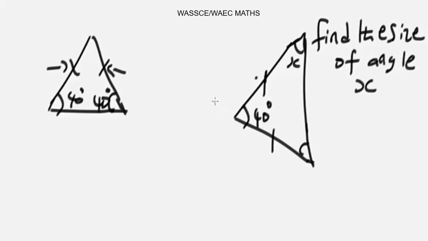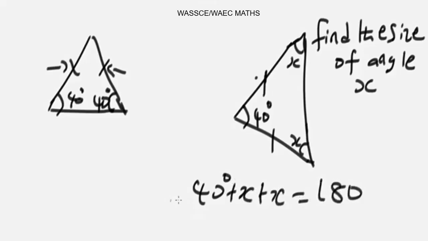All right, now knowing that triangles add up to 180 degrees, and having known again that this is an isosceles triangle, that means the angle here has to equal what? The angle here. Okay, so we can use this foundation now to solve this question. So to get the value of x, it will be 40 degrees plus x plus x equals what? 180. All right, so we now have 40 degrees plus 2x equals 180.